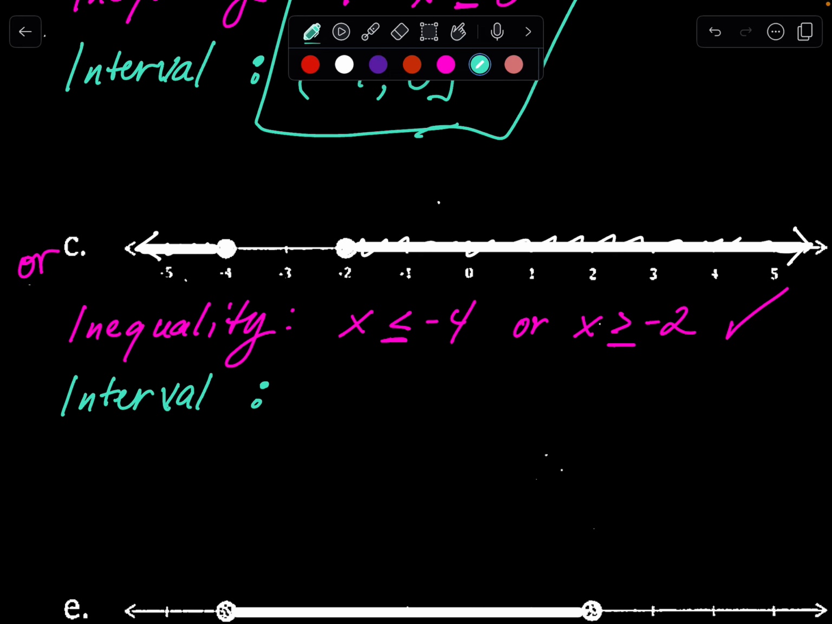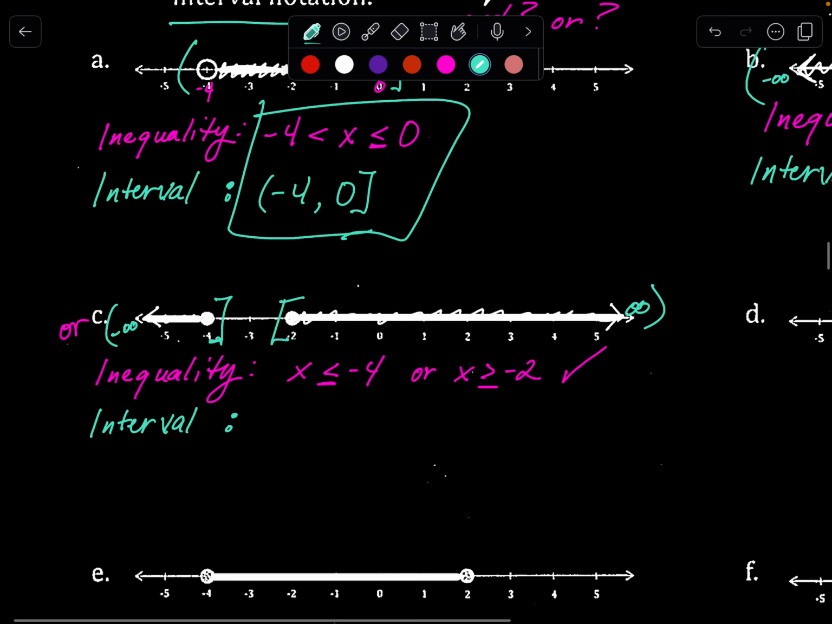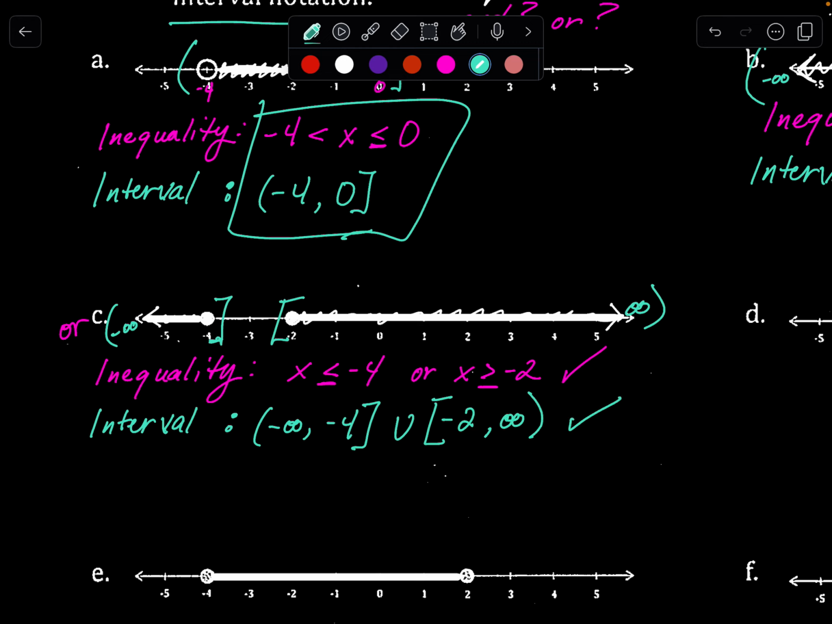Okay, throw your parentheses. Negative infinity, parenthesis. And then you got a bracket on this one because it's a filled dot. Then we have infinity on this side, parenthesis. Zoom out a little bit. Okay, just rewrite it. Parenthesis, -infinity, comma, -4, bracket, union, bracket, -2, comma, infinity, parenthesis. Done. Those are your two answers.